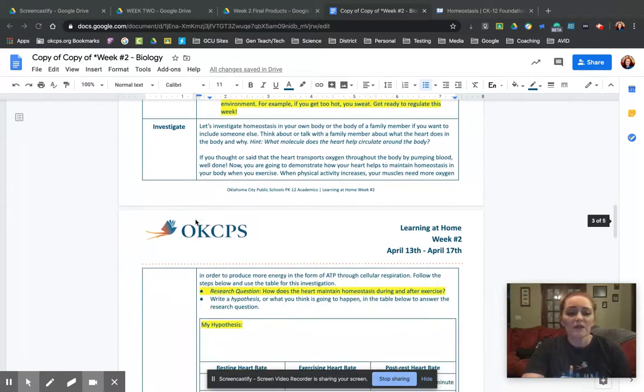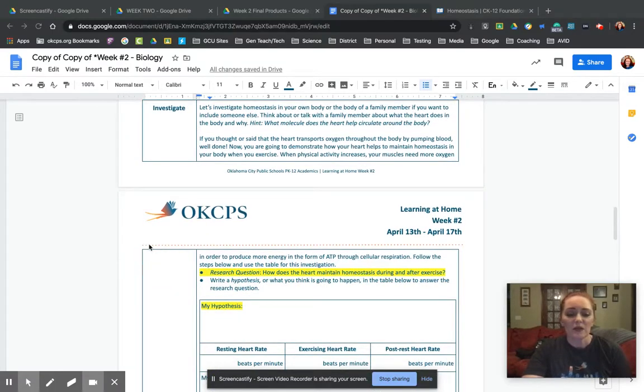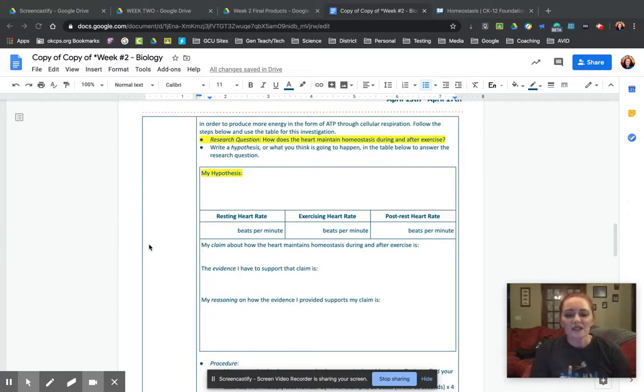When you move into the investigation portion of this week's lessons, we want you to answer the research question, how does the heart maintain homeostasis during and after exercise? So for this investigation, you are going to be the subject, and you can, of course, drag another family member to participate along with you, just for extra data. Now you can do this on the same paper that you wrote your hypothesis above. So you're going to write a hypothesis for this research question about the heart.